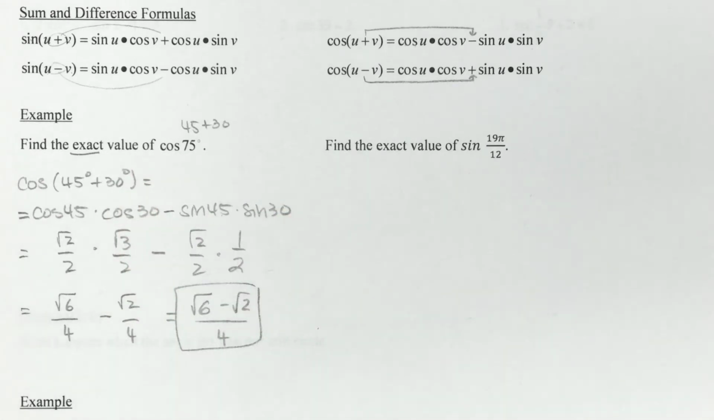Again, if you typed in cosine 75 on your calculator, it could totally do it. It gives you a decimal. Your calculator cannot switch that decimal, since it is irrational, into this exact answer with the roots. So this is just us doing the process of finding an exact value.